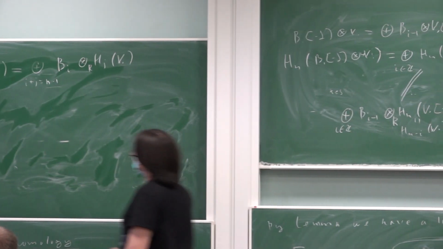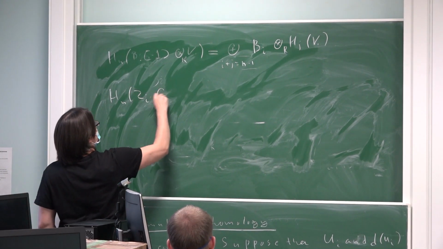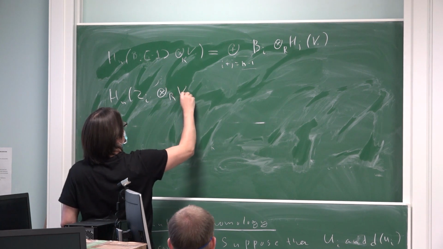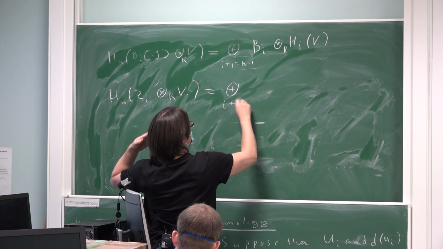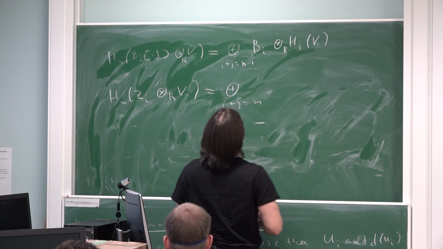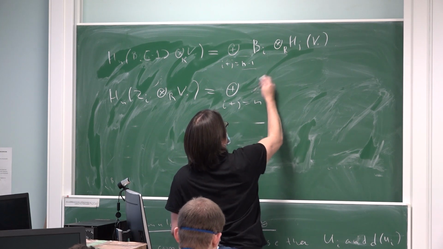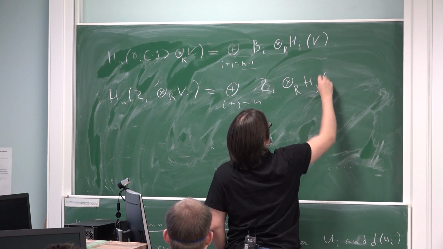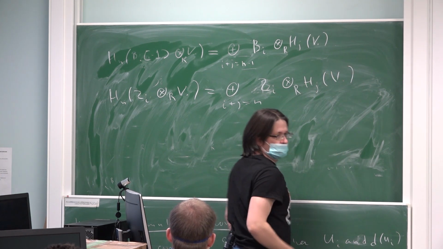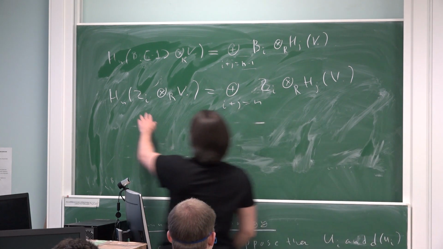And analogously, H_n of Z_i tensor over A V is the direct sum for i plus j equals n of Z_i tensor over A H_j of V. Yes, it's the same thing because that Z_i is flat too.